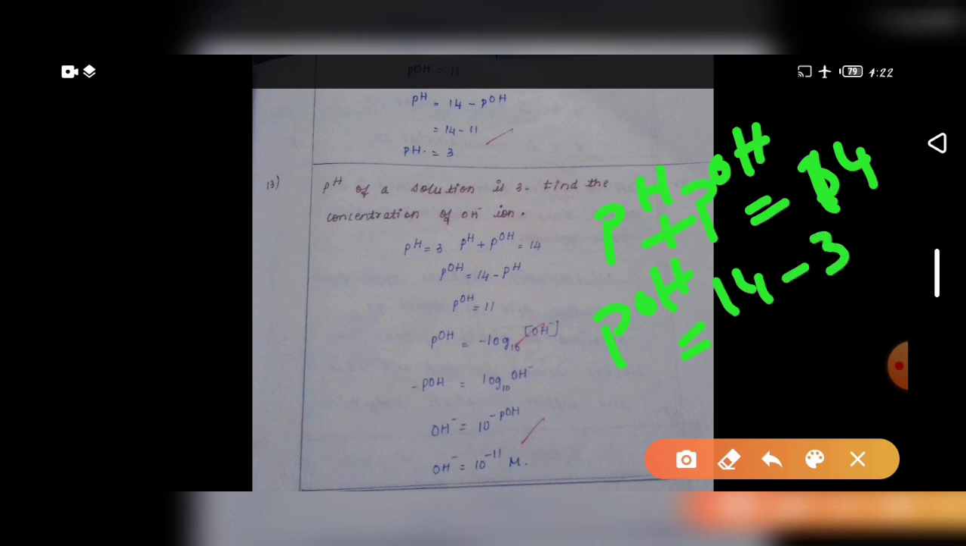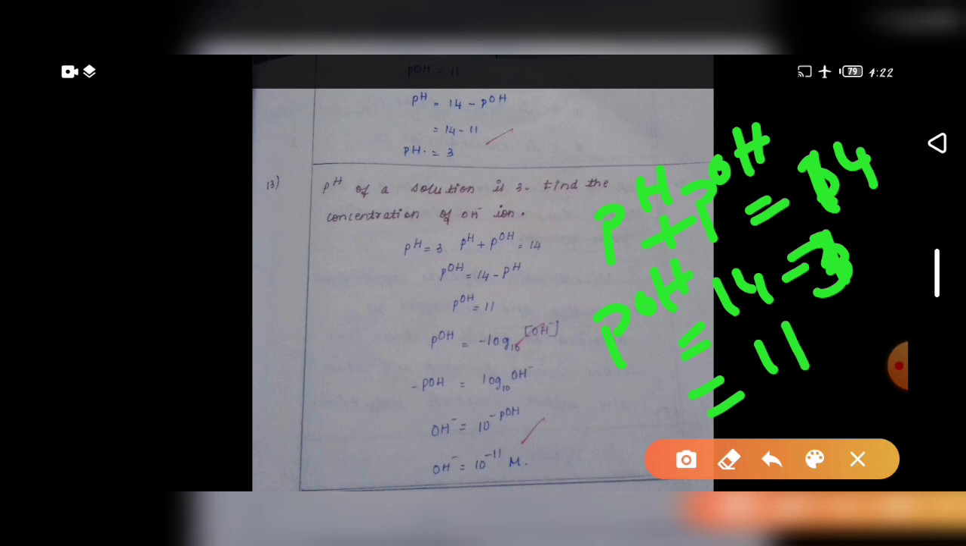Next sum: pH of a solution is 3. They have directly given the value 3. Find the concentration of OH minus ion. Now you have to calculate pOH first. pH plus pOH is equal to 14. They gave the pH value, that is 3, so pOH is equal to 14 minus 3, which equals 11. So the pOH value is equal to 11.